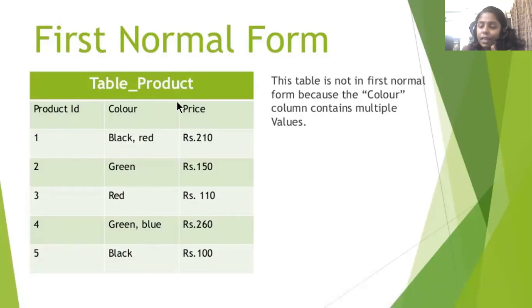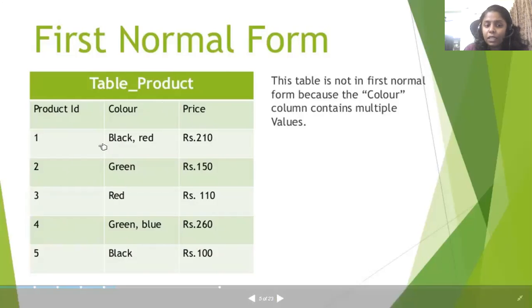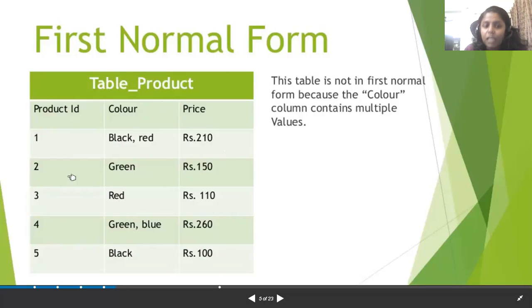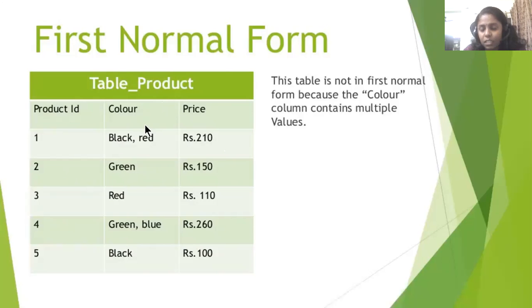Another method is we can decompose these two tables into two and make the color as a table itself. Okay, that is another way. And one more way is maybe the repeated value will come here like 1 black 210, 1 red 210, like that we can split it, or we can increase the rows in that particular existing table. These are the three ways. By applying these three ways, we can make the existing table into the normal form.